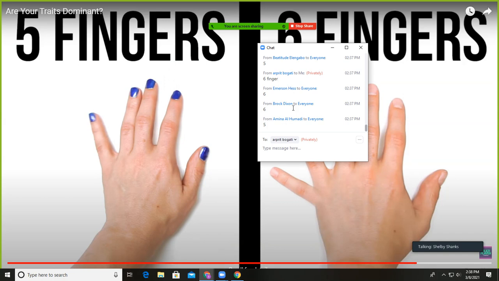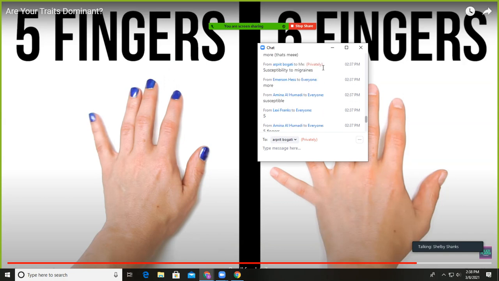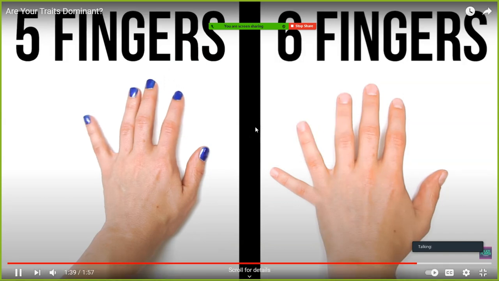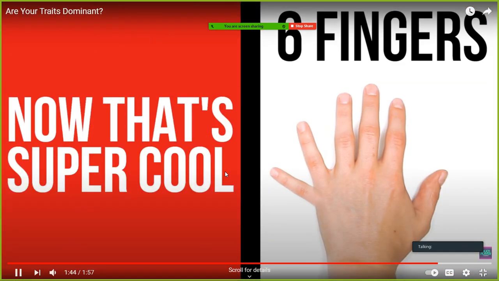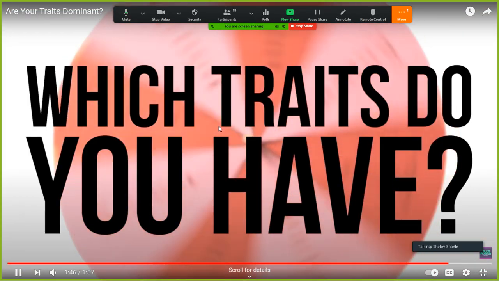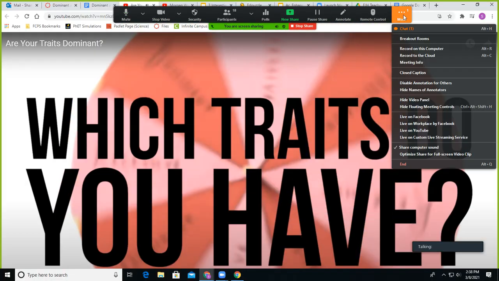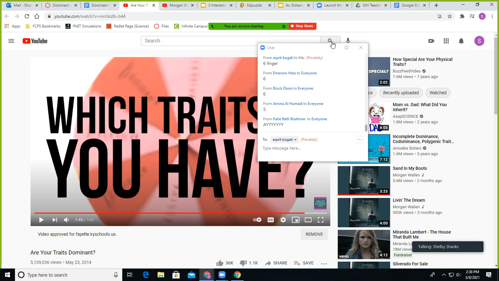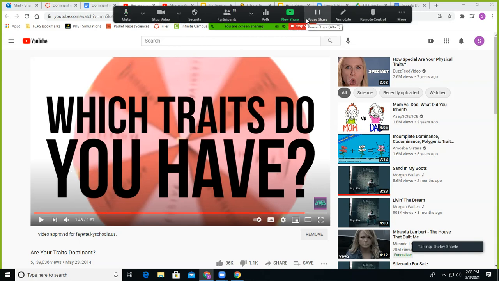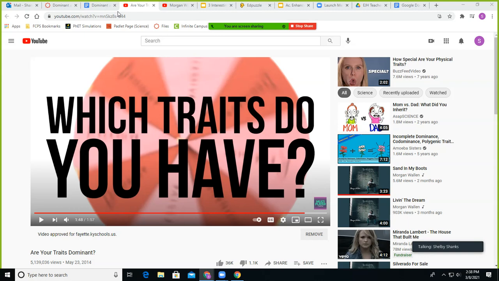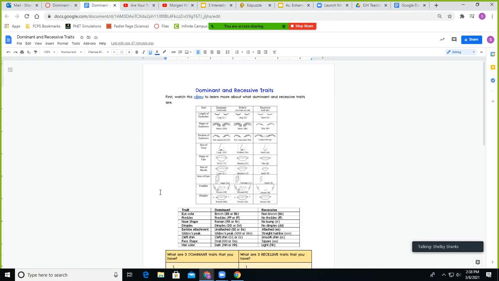All right, so we got a few people saying 6 fingers, some people saying 5 fingers. Let's look. 6 fingers is dominant, which is kind of cool but kind of weird, right? All right, so remember, even though something may be dominant, it's not always more common. So all of us have 5 fingers, right? Is there anybody that has 6 fingers? If you do, then that's pretty cool. But most of us have 5 fingers, even though having 6 fingers is dominant.